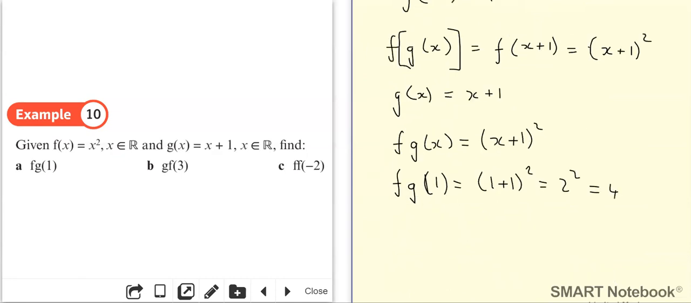Right, okay. Can you please give me a formula for gf of x, please? gf of x.